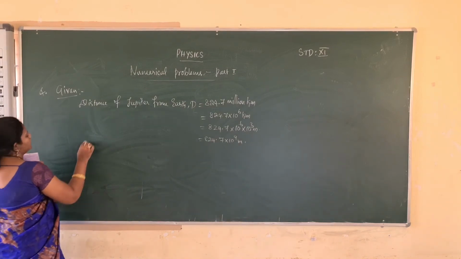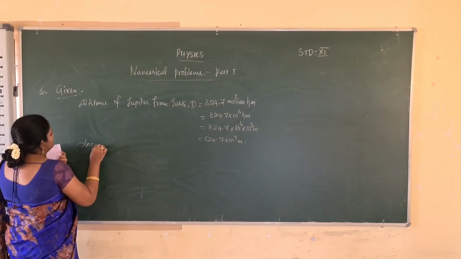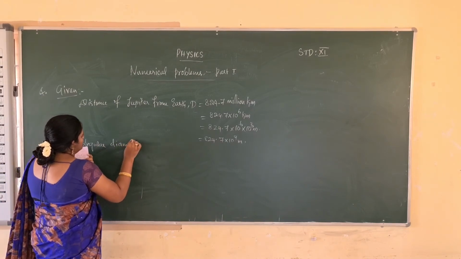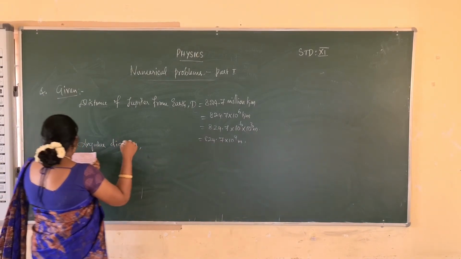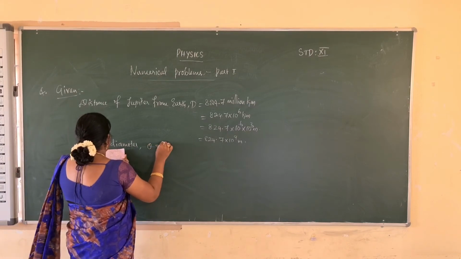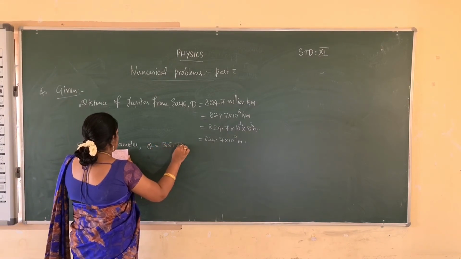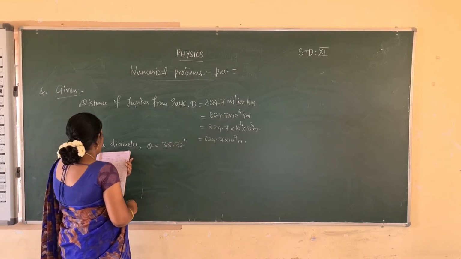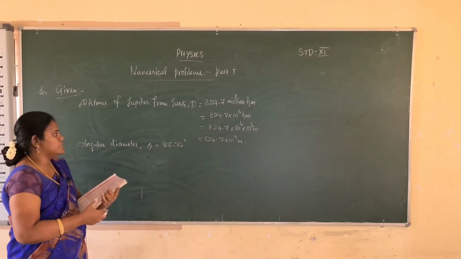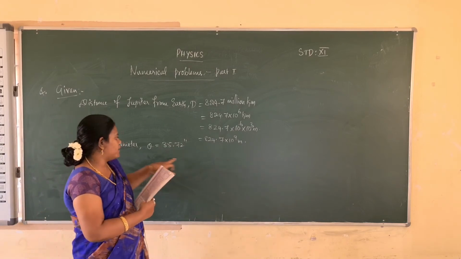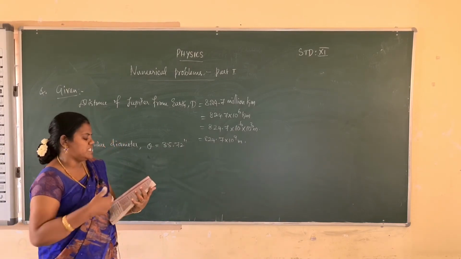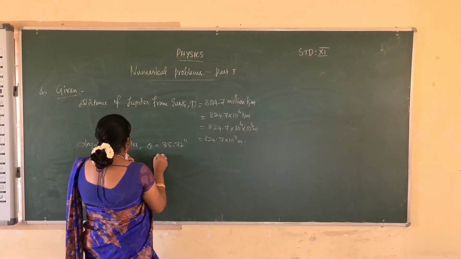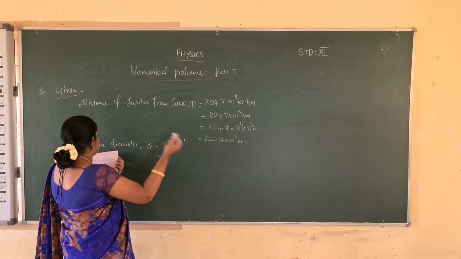Then the angular diameter, that is theta, is equal to 35.72 double dash, that is seconds. So the angular diameter value also will be converted into SI unit. Seconds will be converted into radian.